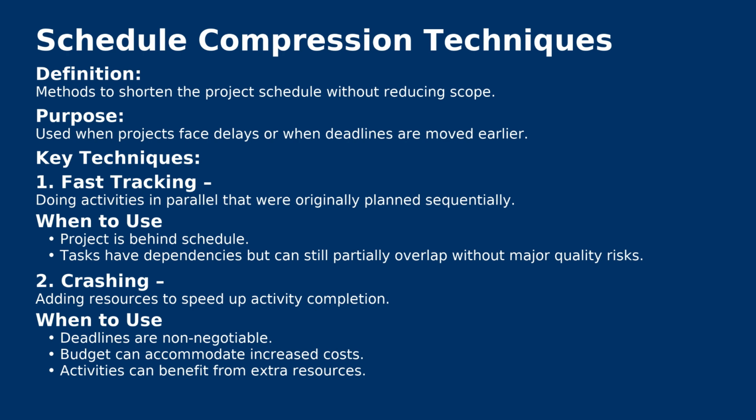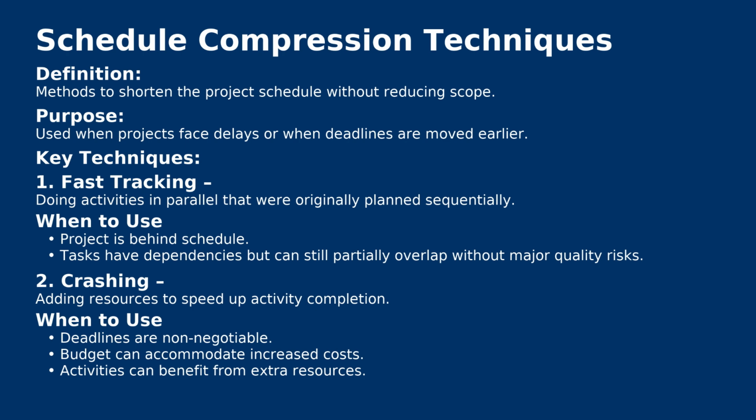Let's understand when do we use fast tracking. When a project is behind schedule, you're going to use this technique. Whenever there is a task that's going to have dependencies but a partial overlap is feasible or a complete overlap is feasible, this is where you will do the feasibility study and you will overlap the activities. The advantage of this technique is there is no additional direct cost involved. There could be a cost of rework.